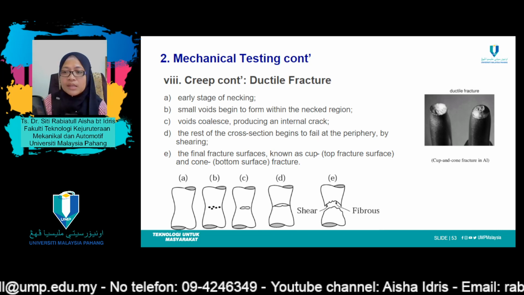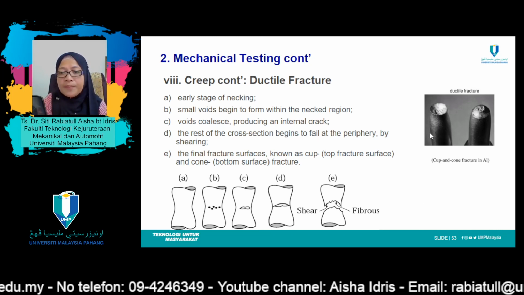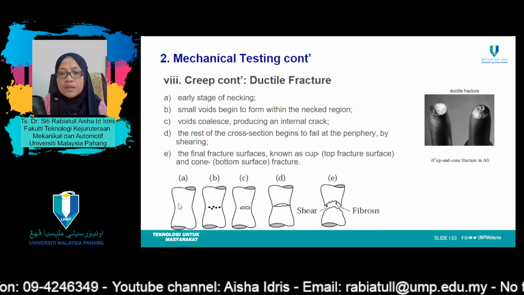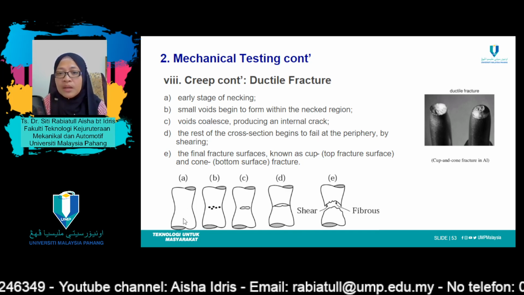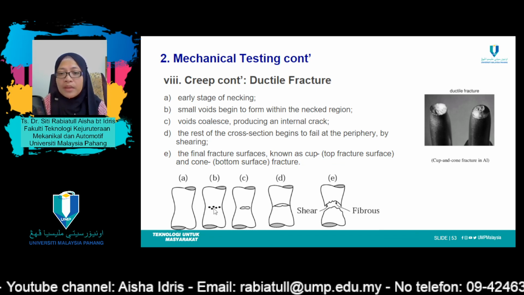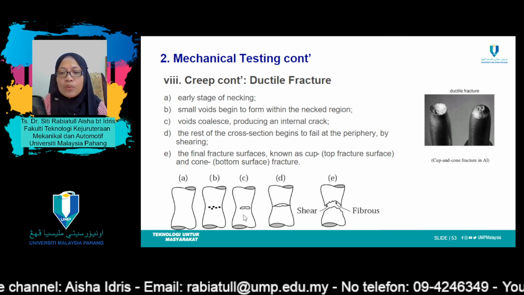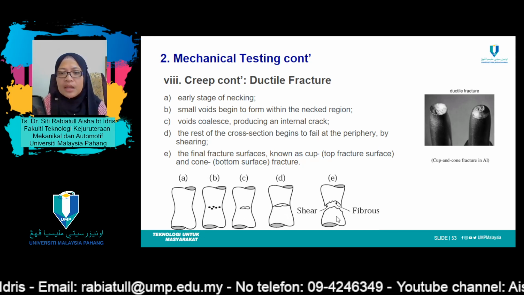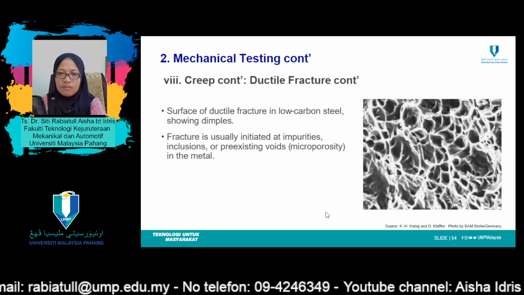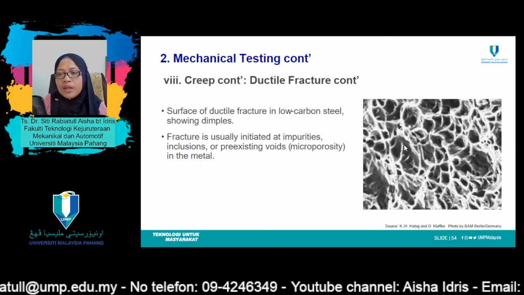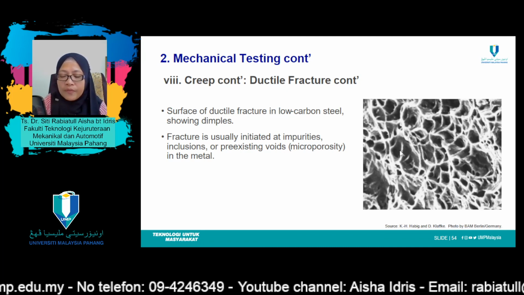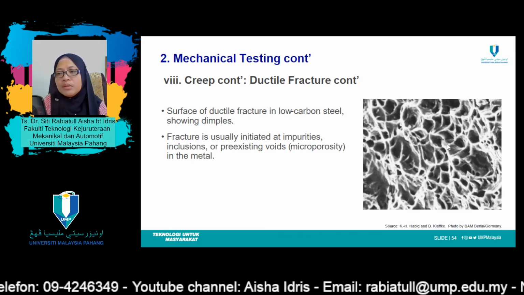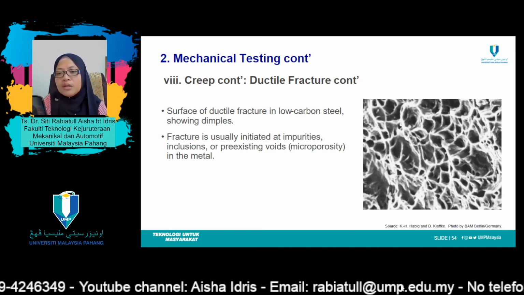This is an example of ductile fracture over here. So this is how it occurs. Firstly, it starts to have necking at the specimen, then voids begin to form at the necking area. After that, they combine with each other, producing an internal crack. After that, it starts to rupture. And this one is the surface topography for a ductile fracture. You can see a dimple shape on the texture over here.